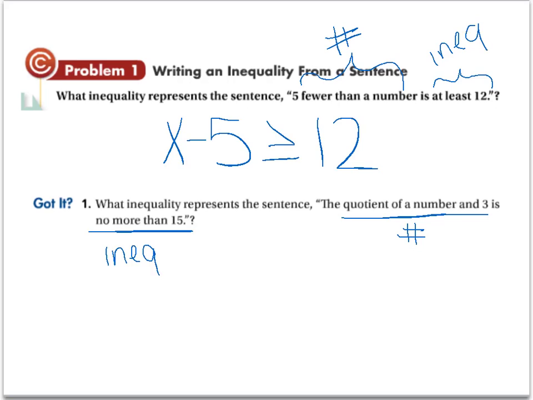So the quotient of a number and 3, Lilia? And divided by 3. Good. Do you want to finish it off for me? And is less than or equal to 15. Very good. If it can't be more than, then it has to be less than.